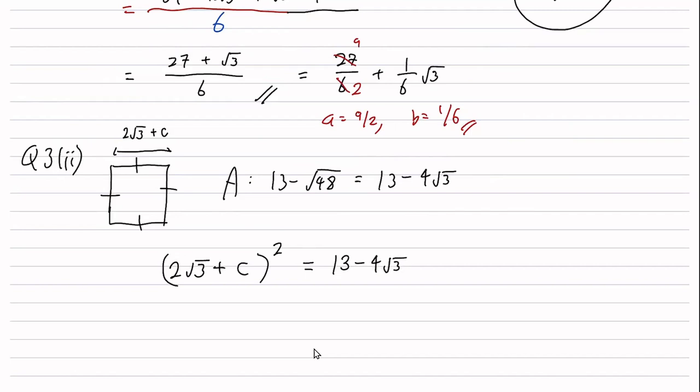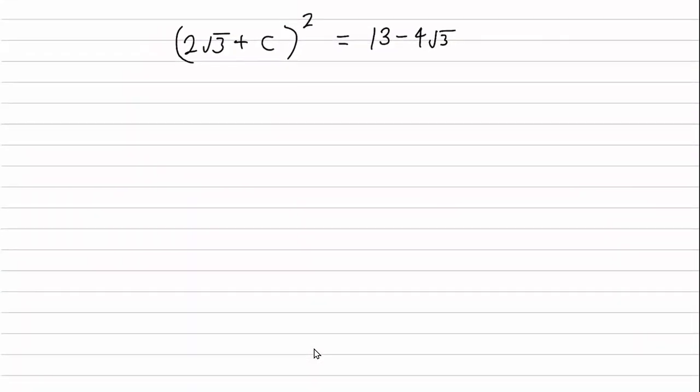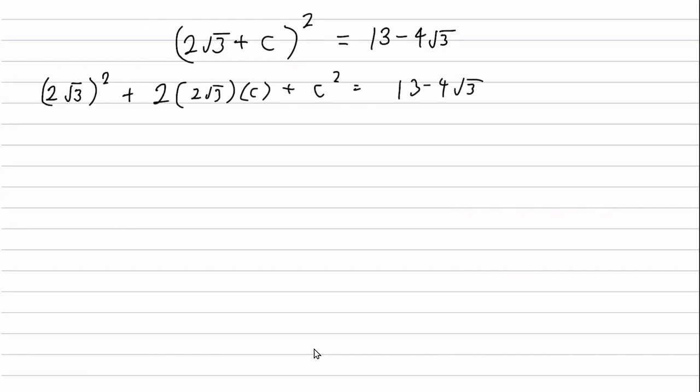Okay, so the challenge about this question is that when you try to expand this, you'll get a quadratic in c, and it is not a standard quadratic equation. Remember that c, if you read the question, they told you it's just a constant. Okay, fine. So let's just expand this. a square plus 2ab plus b square equals 13 minus 4 root 3. Simplify, you get 2 square root 3 square, which is 4 times 3, which is 12, plus 4 root 3c plus c square equals 13 minus 4 root 3.